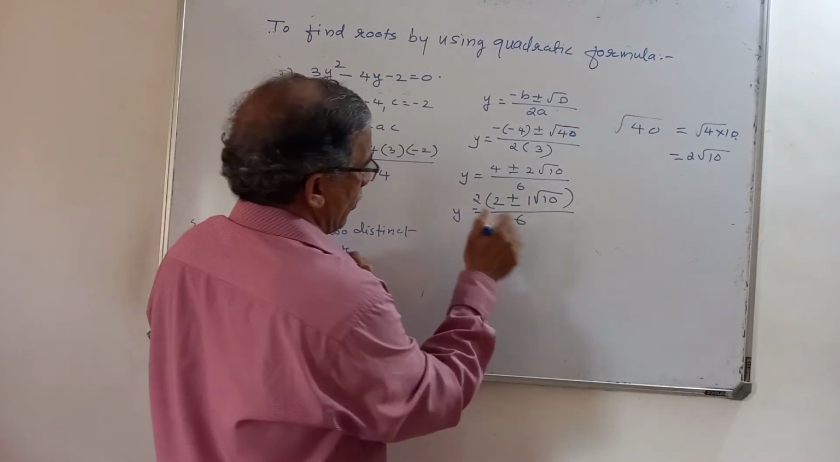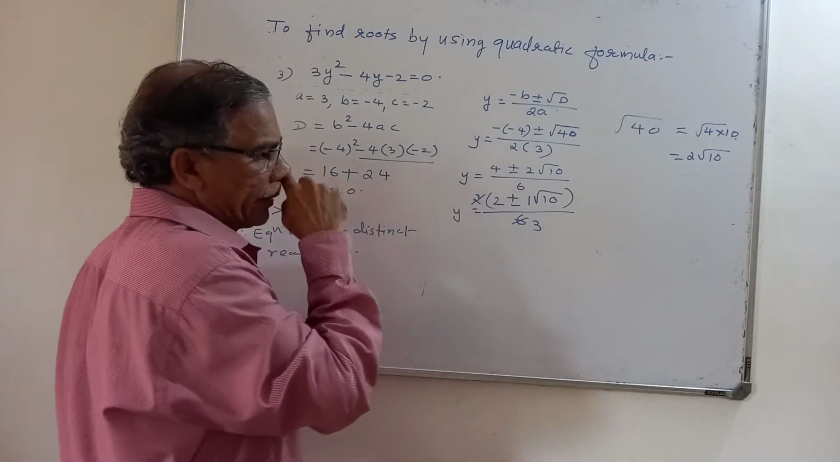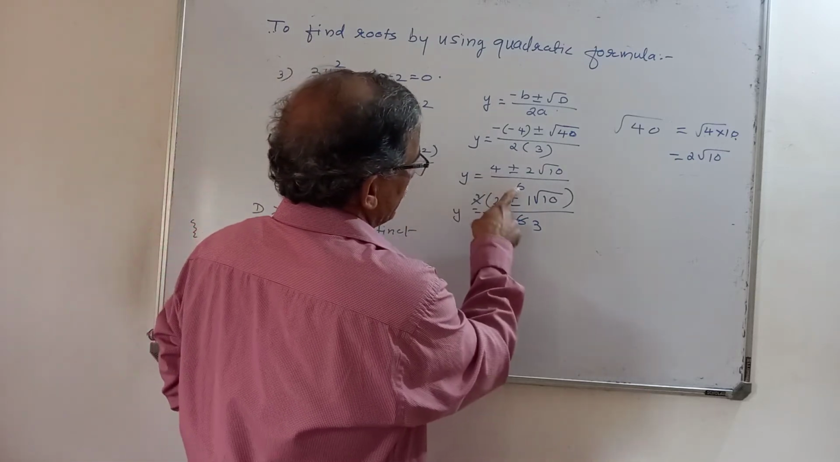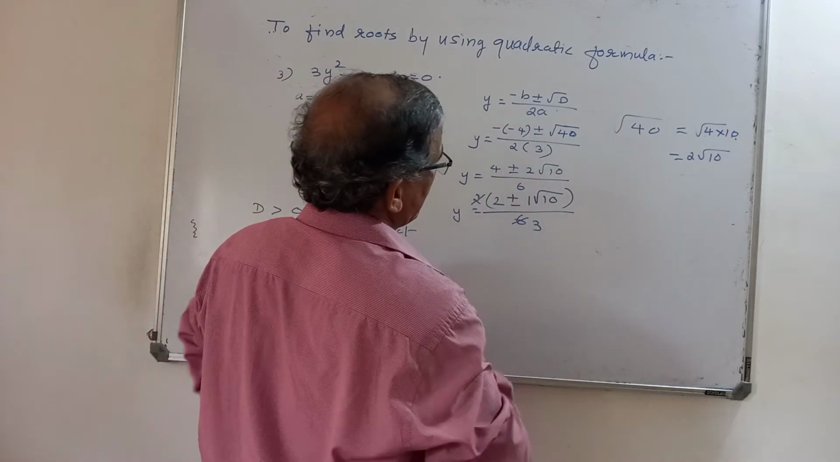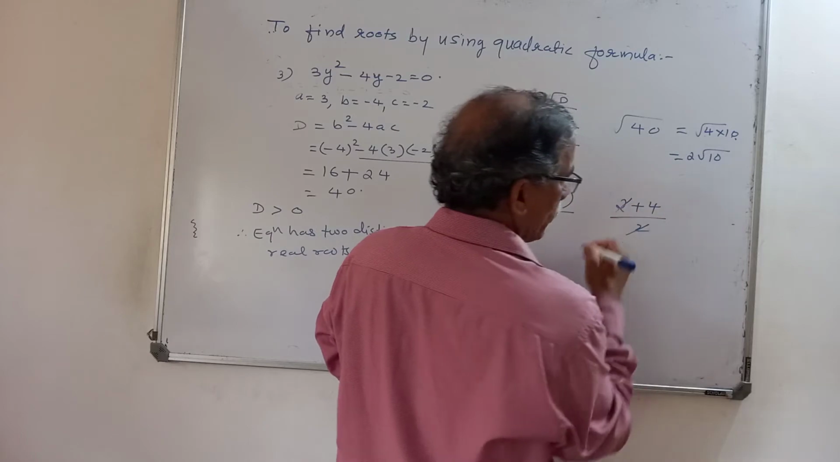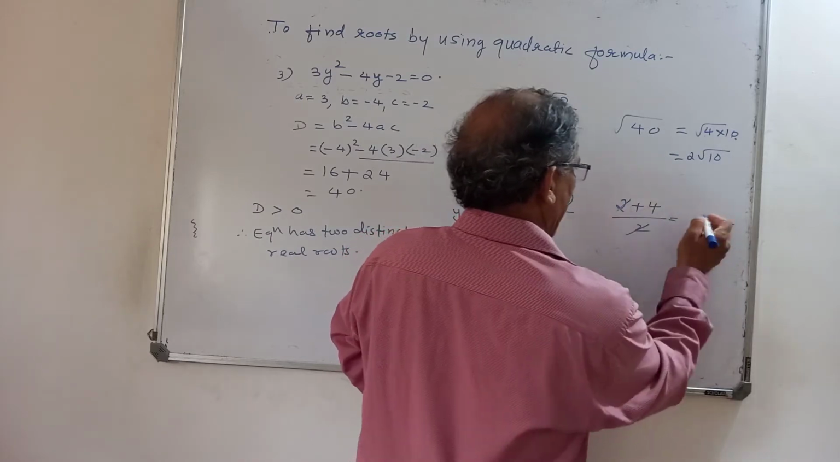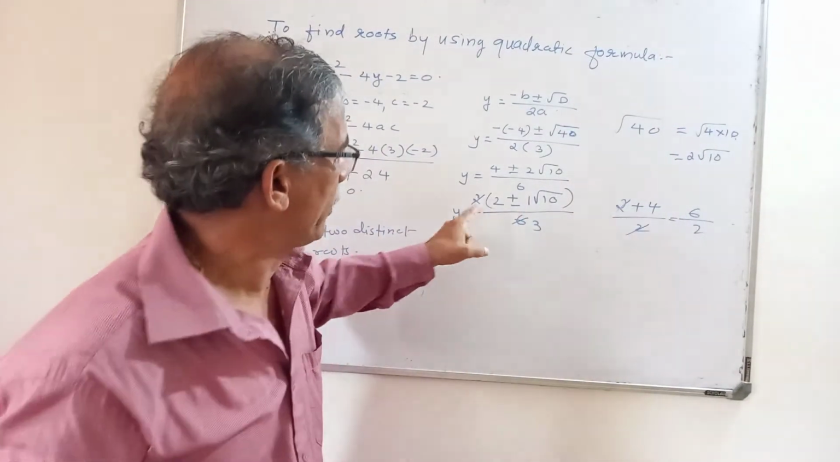Now 2 upon 6, you cancel 2 and 2 threes are 6. Sometimes what you do, 2 plus 4, 2 threes are 6. No, that is not right. See, here the addition is there. See, tell me, suppose 2 plus 4 upon 2, you do not do like this. What you do, you add them first and then divide, isn't it? So you have to remember this.